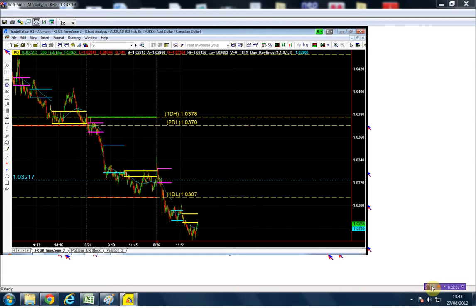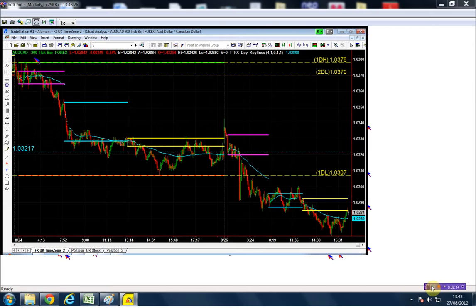Just downloading some data here. Again, you can see the Aussie just sliding very smoothly to the downside. Every move to the upside is a gift, and we're still looking for it to go down. So right now we are going to take the short below the low of the day, which is the 102.69. That will be our short.